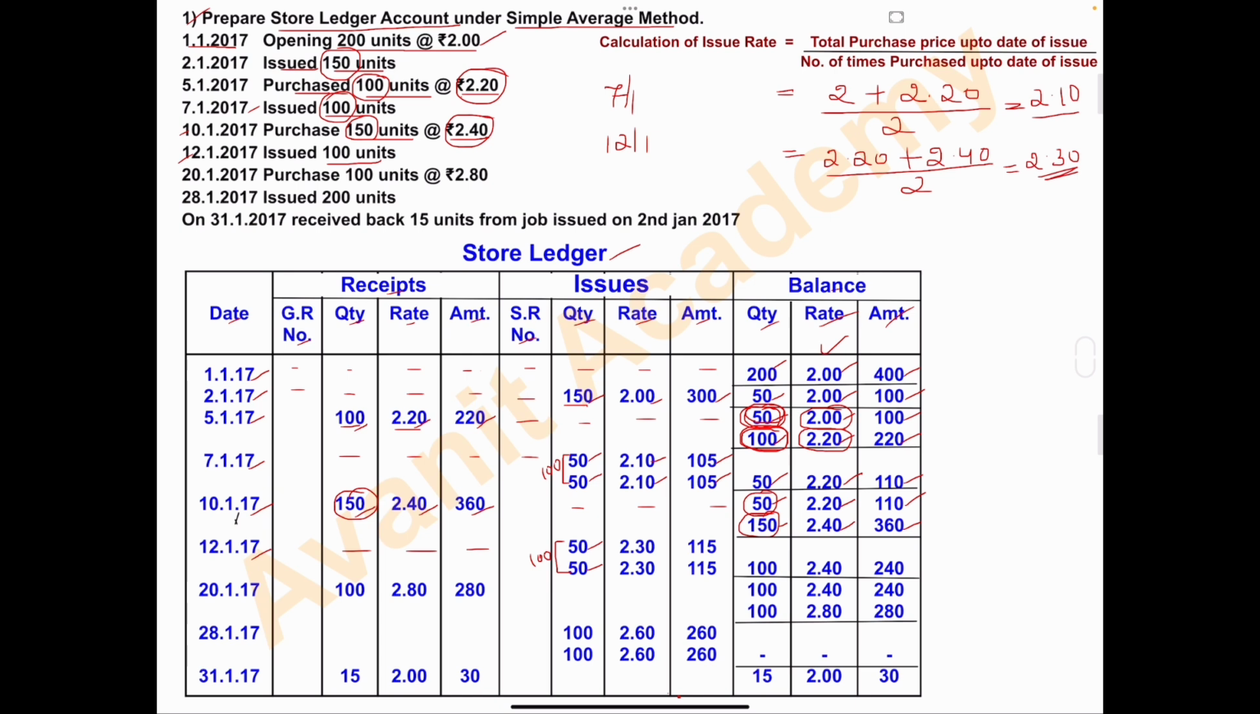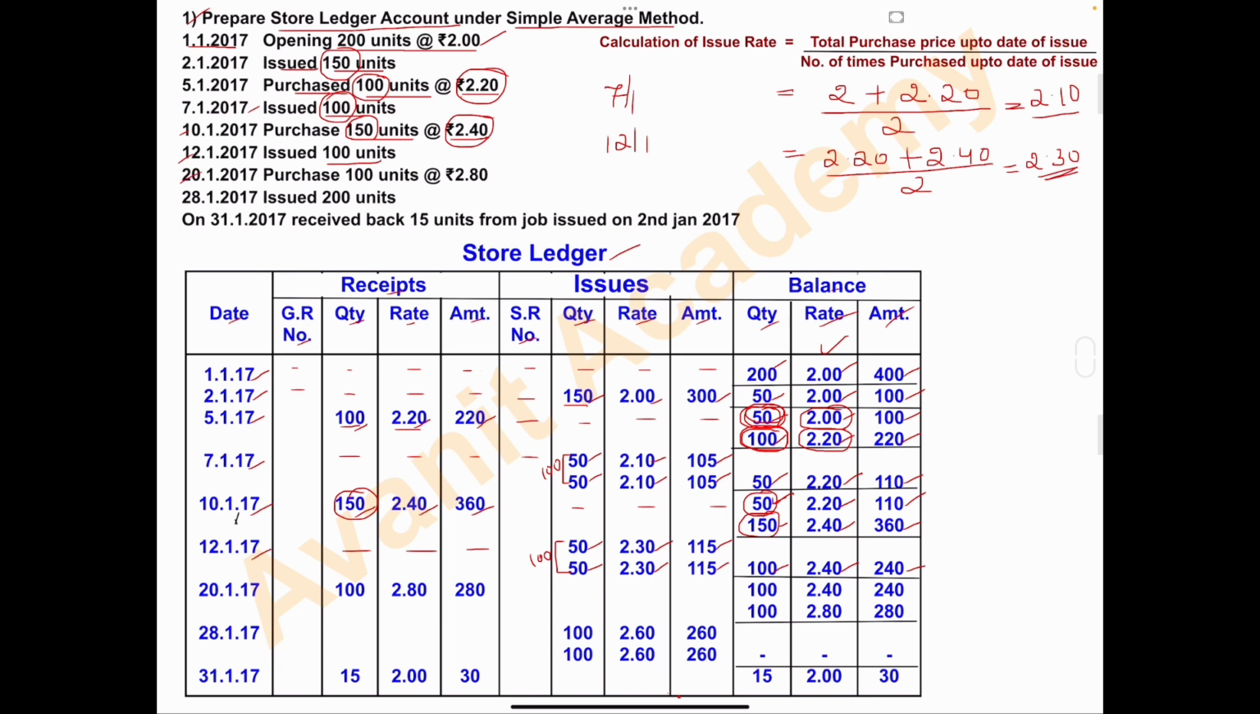Write in issues column 50 quantity we have already written. Write here 2.30, and same for next 50 units, that is 2.20. 50 into 2.30 amount is 115. This 50 units we have issued. From this 150 we have issued 50 units only. So the remaining quantity is 100. Rate per unit will be the same 2.40. 100 into 2.40 amount is 240 and close this.